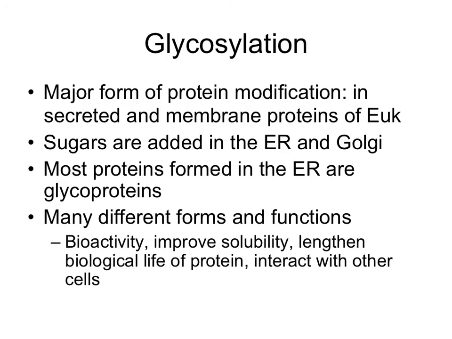In eukaryotes, the glycosylation or attachment of sugars is prevalent. The major form of protein modification in eukaryotes is in secreted and membrane proteins. Sugars are added in the endoplasmic reticulum and Golgi, and most proteins formed in the endoplasmic reticulum are glycoproteins. In prokaryotes, there is no such thing as glycosylation, and so in eukaryotic organisms, many different forms and functions come about because of glycosylation, such as bioactivity, improved solubility, lengthening the half-life, and interacting with other cells.